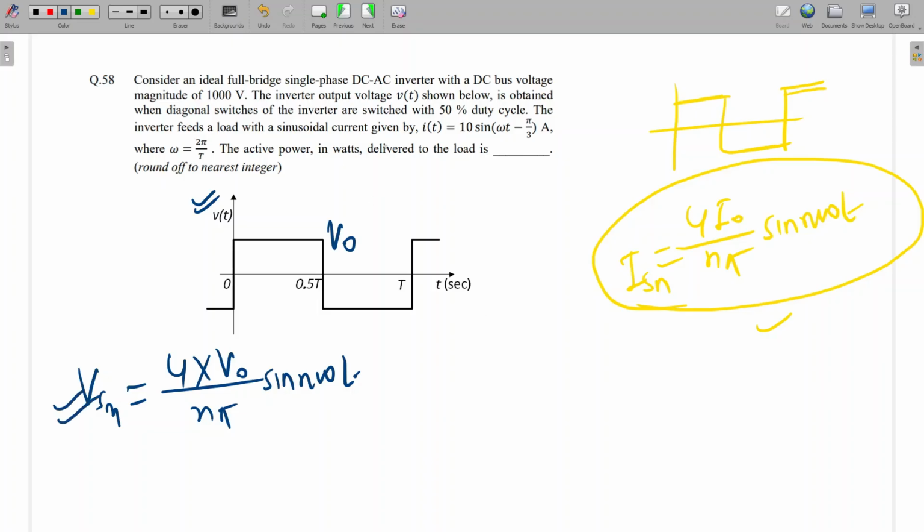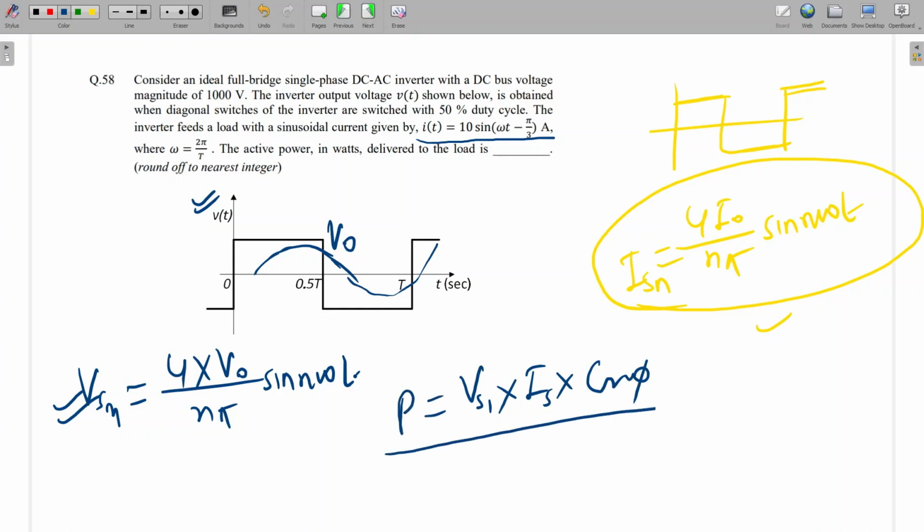And what are they asking? The inverter is feeding a current of 10 sin(omega t minus pi by 3). So i of t will be like this, shifted by pi by 3. So what will be the power? Power will be Vs1 into Is into cos phi.